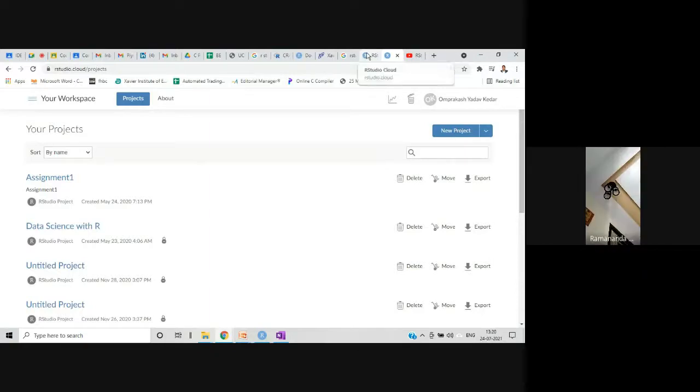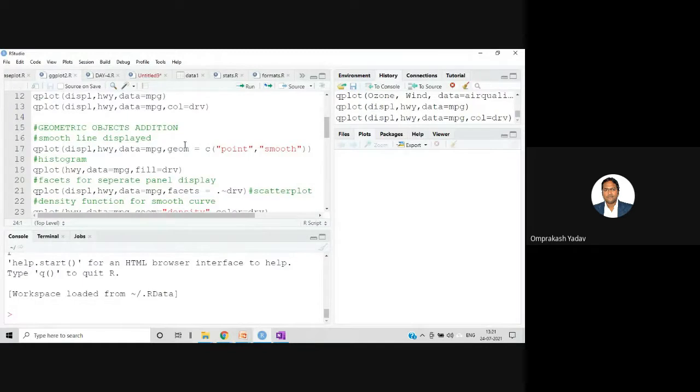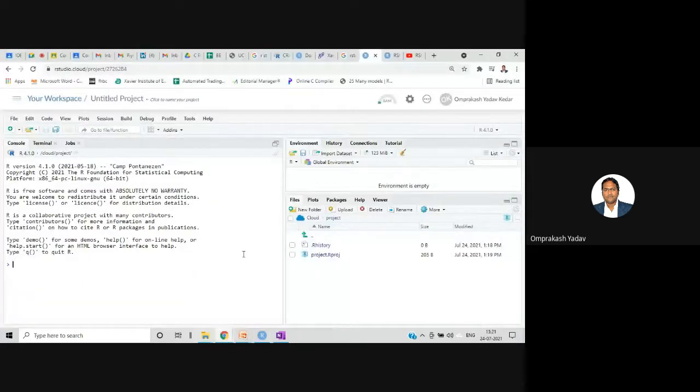So we wouldn't need to download R? No. This particular IDE will open, and it's exactly similar to the IDE which I have installed. I'll show you that one. So you don't have to download anything, but I would recommend you download and install it on your machine and practice on your own machine, because see what happens.